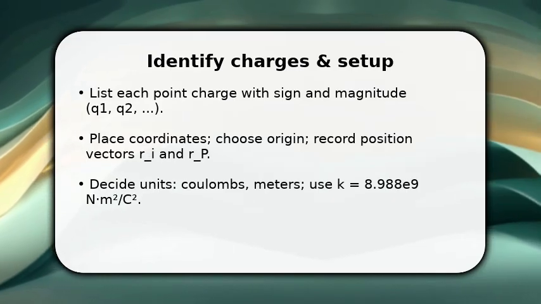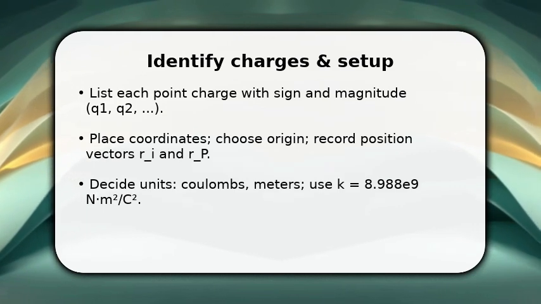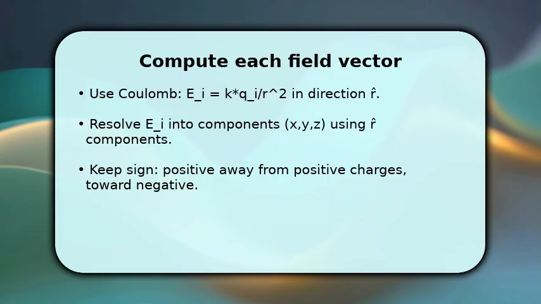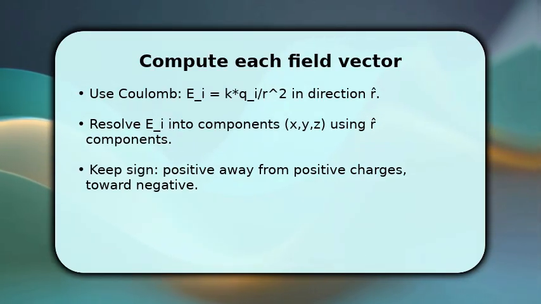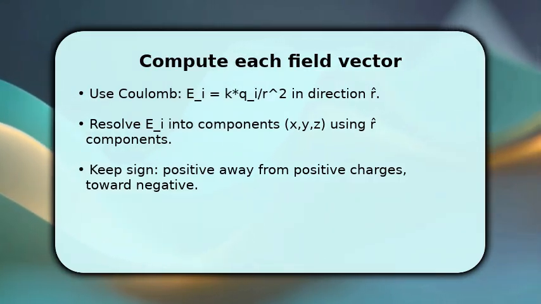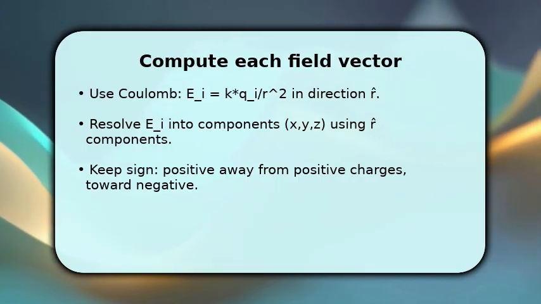Make sure units are standard, meters and coulombs, before calculating magnitudes. Now compute each electric field contribution. For every charge, use Ei = k * Qi/r² and multiply by the unit vector to get the vector Ei. That preserves direction. Resolve Ei into components by multiplying magnitude by r̂x, or y, or z.